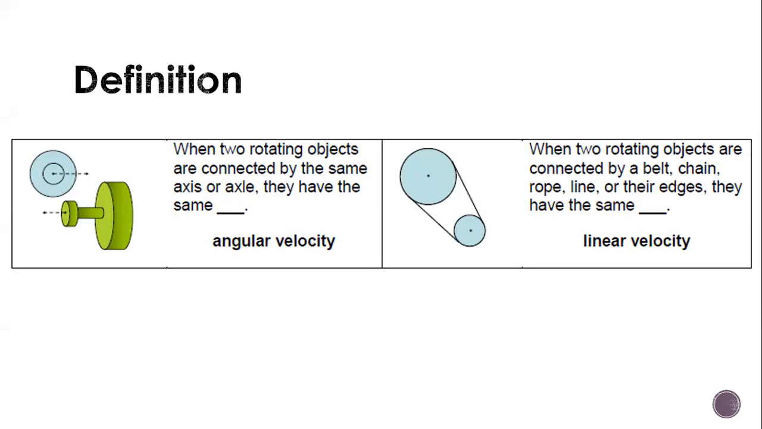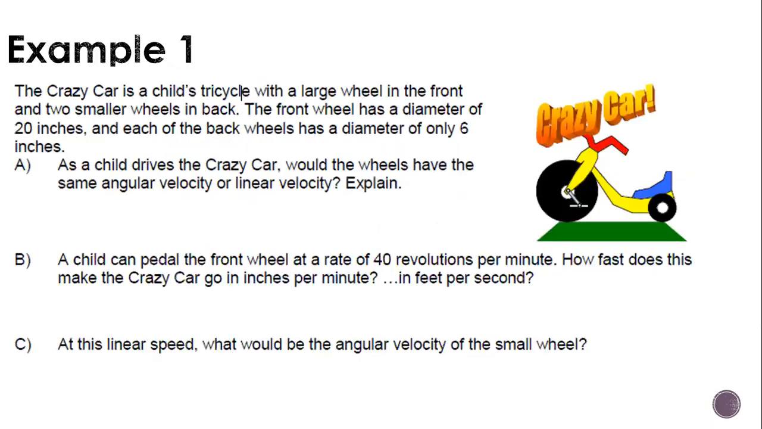Read for us. When two rotating objects are connected by a belt, chain, rope, line, or their edges, they have the same linear velocity. So they're going to be moving at the same speed, right? And that's what we're going to be talking about.